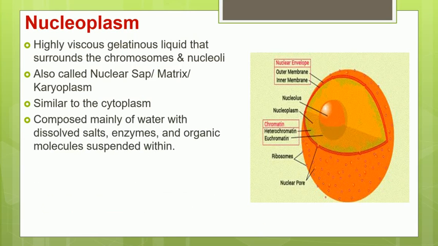If we see the chemical composition of this nucleoplasm, it is made up of water, dissolved salts, enzymes, and other organic molecules like proteins, carbohydrates, which are suspended in this nucleoplasm. On the outer side, this nucleoplasm is covered by a bilayer structure, which is known as the nuclear envelope. So this nuclear matrix or the nucleoplasm is enveloped by the nuclear envelope.